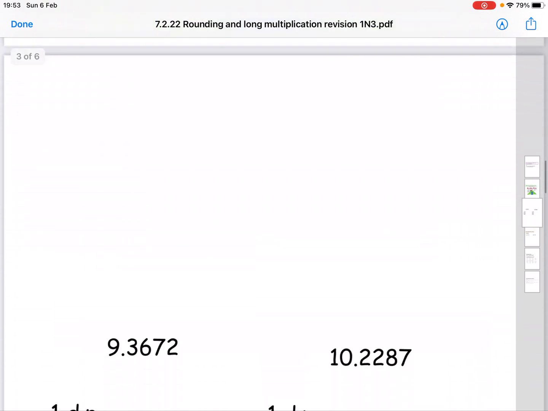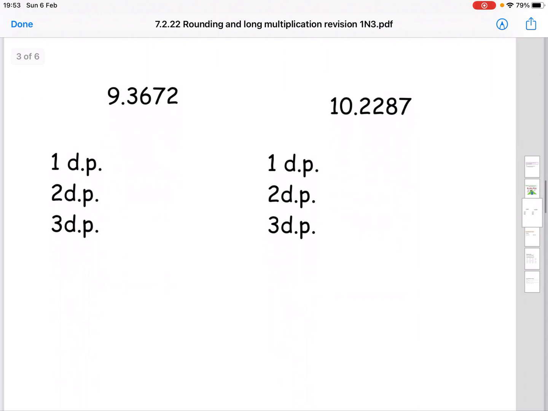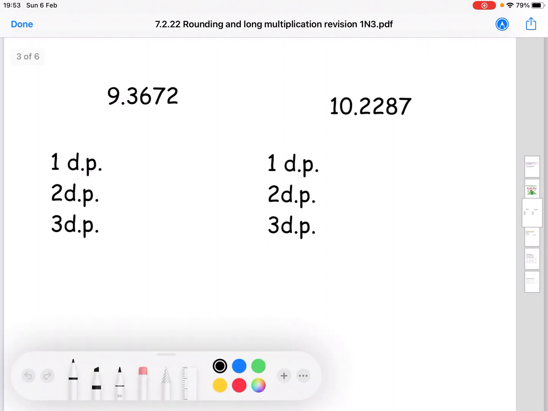So I thought I would do a couple of sets of examples with you, and I'm going to do rounding to 1, 2 and 3 decimal places. As long as you understand the rule for rounding, you could do any number of decimal places. So I think it's quite good to do a little mix here of 1, 2 and 3.